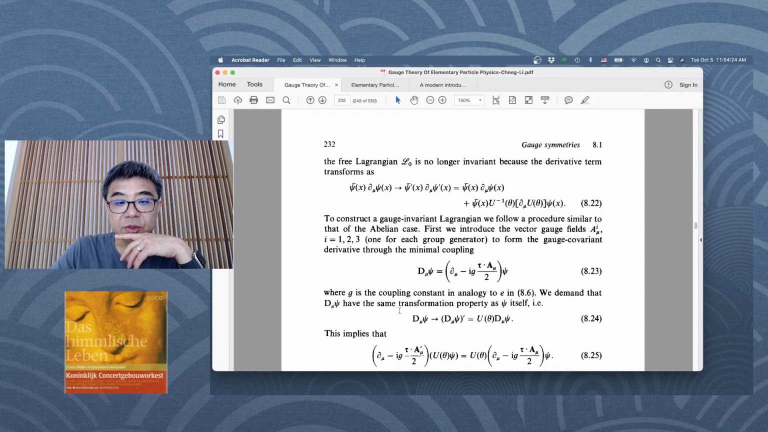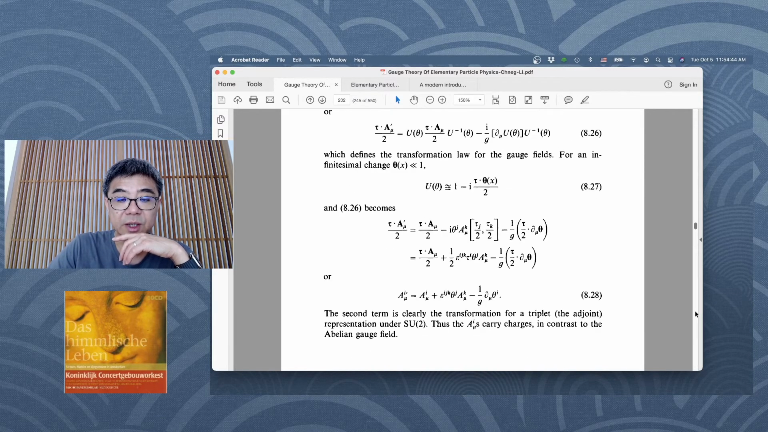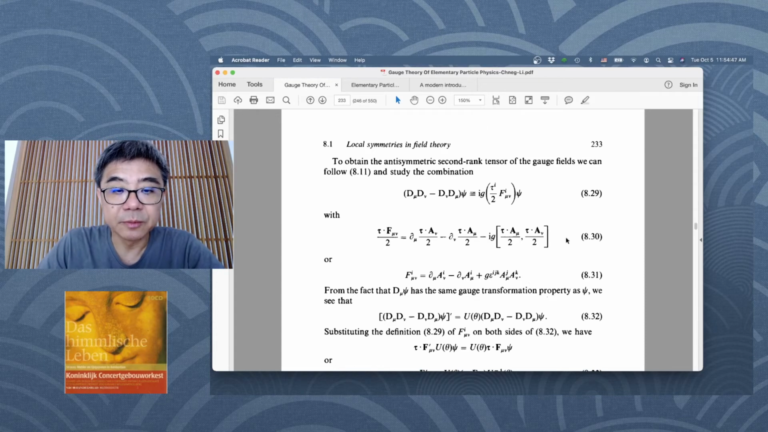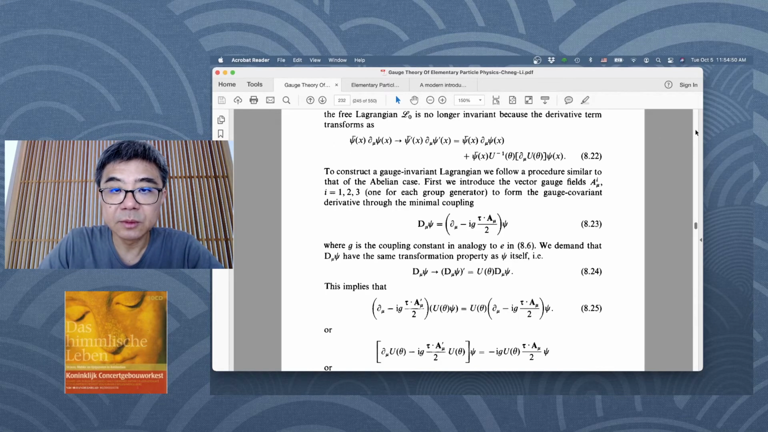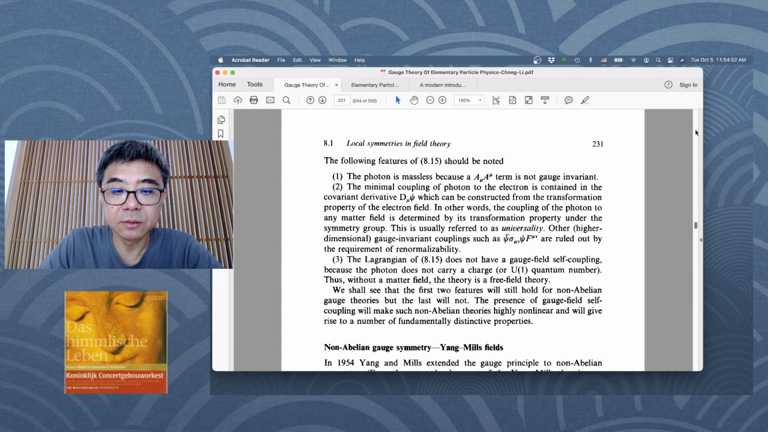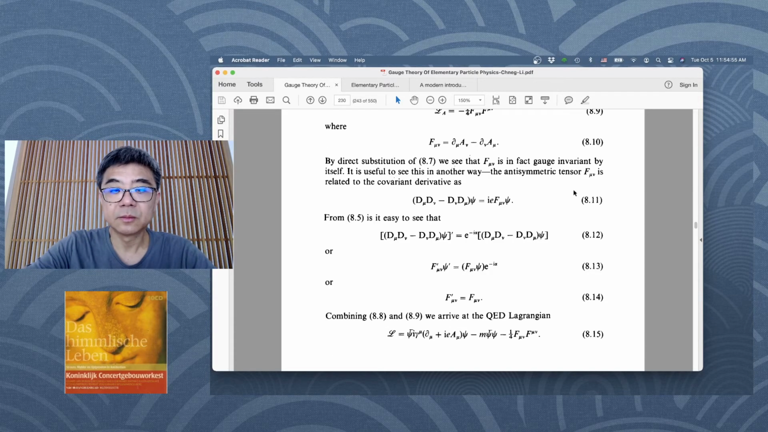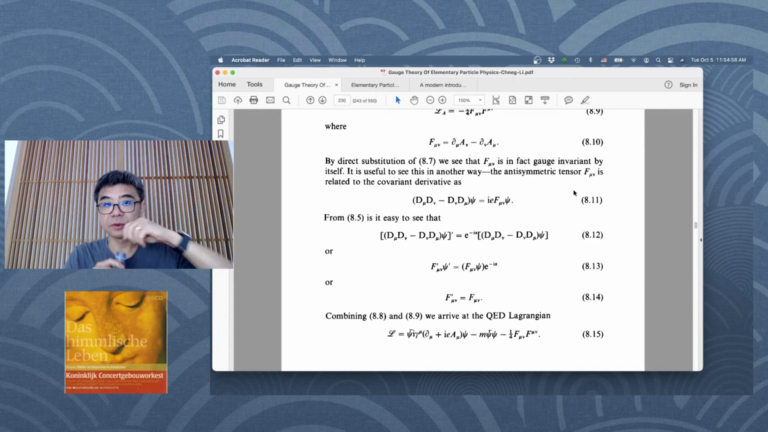If this is true, then just like in U1 symmetry, if you replace the partial mu with the capital D mu in the Lagrangian, the Lagrangian is still gauge invariant. So that's the part on the covariant derivative.